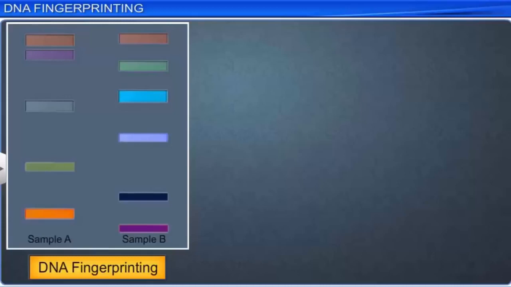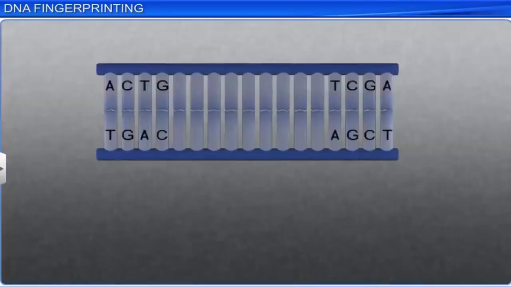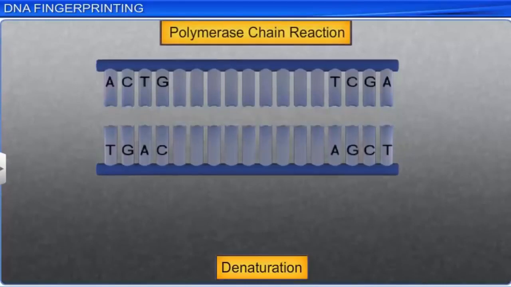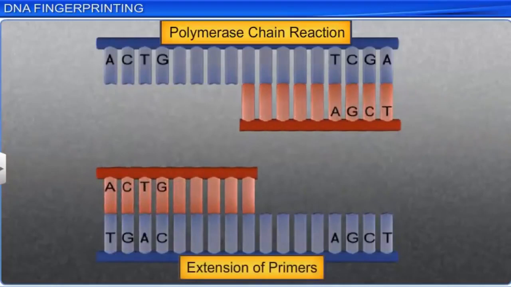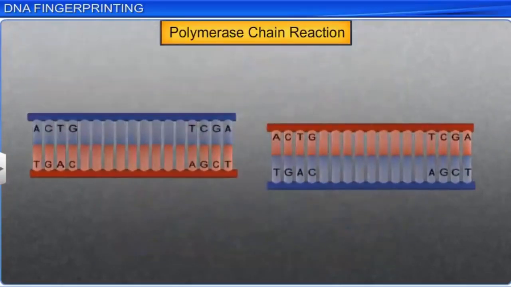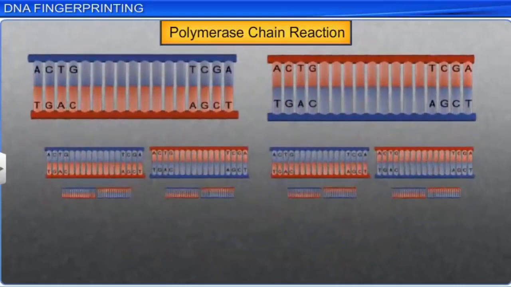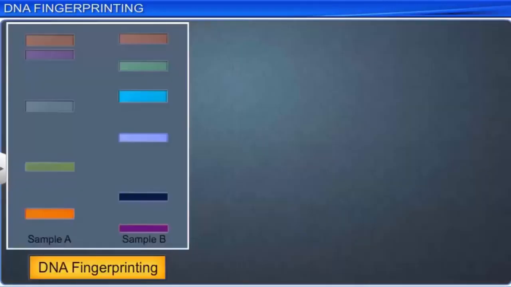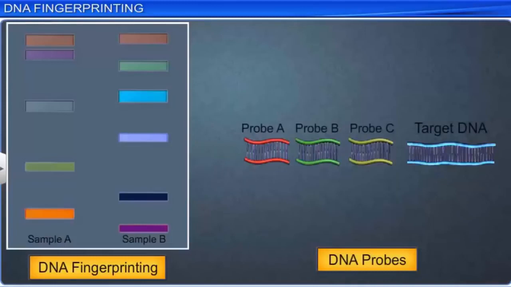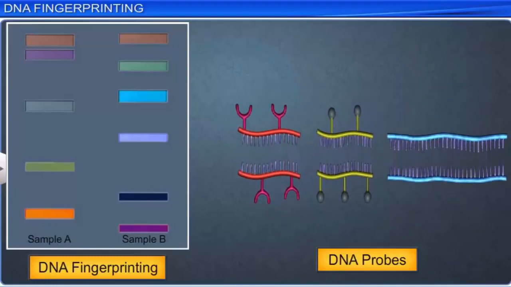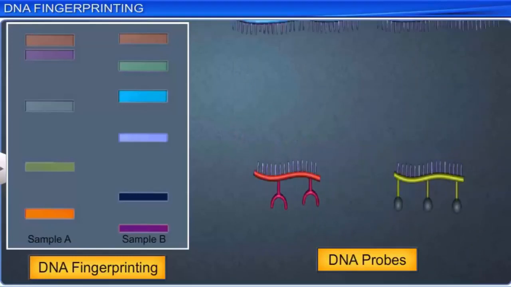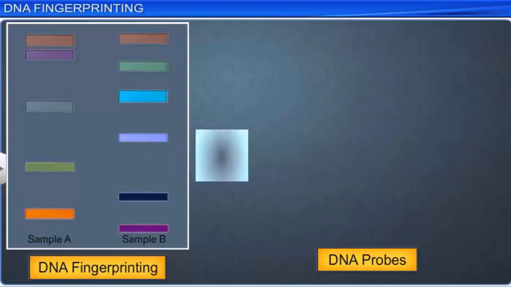Today, the accuracy of the DNA fingerprinting technique has further improved due to the advent of the polymerase chain reaction, or PCR, where multiple copies of a single DNA sequence can be made. DNA fingerprinting has also advanced due to the use of different types of DNA probes. DNA fingerprinting is used in many areas.